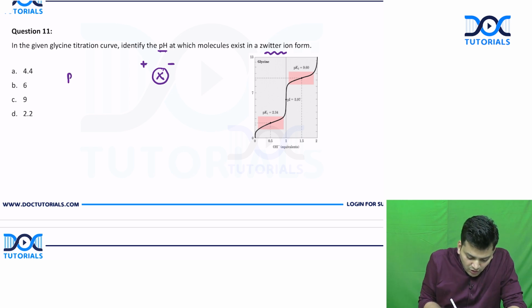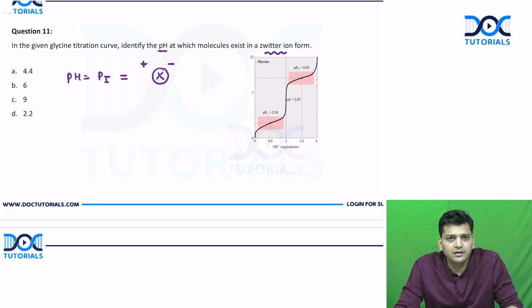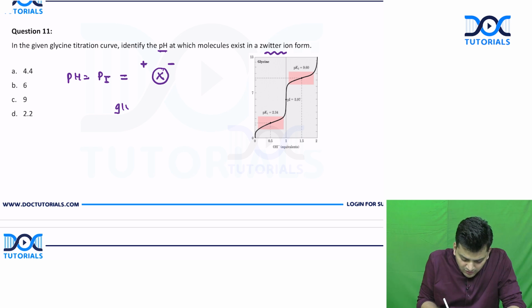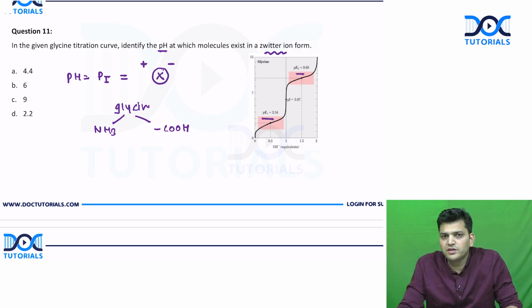The pH where you generate the zwitterion is called the isoelectric pH. So we have to find the isoelectric pH for glycine. Glycine has one amino group and one acidic group. So we have to see what pK1 and pK2 are. The average of these two will be the isoelectric pH.